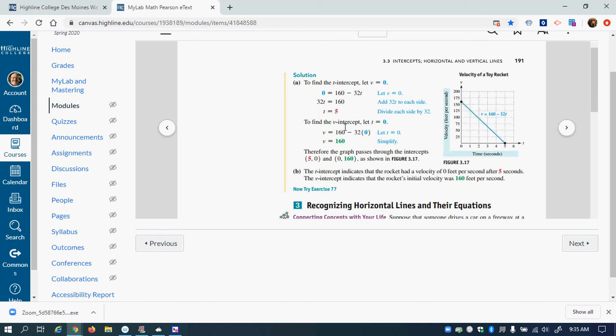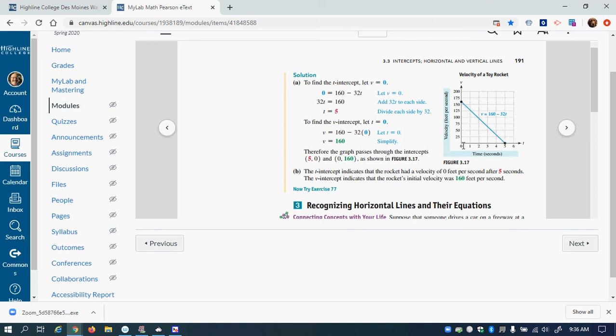Then to find the v-intercept, or the y-intercept, they let t equal 0. So they put 0 in for t, and so v equals 160 because 32 times 0 is 0. So now we have both intercepts. The y-intercept is going to be at 0, 160, and the x-intercept is at 5, 0.